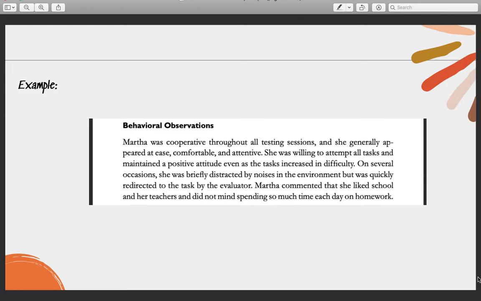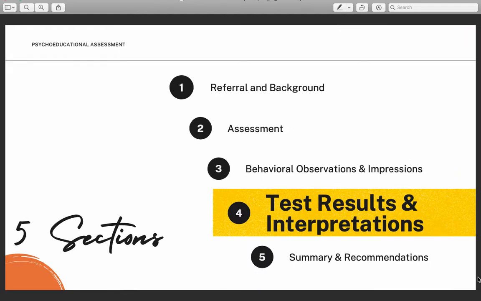Example, this is how we are to write behavioral observations. Martha was cooperative throughout all testing sessions, and she generally appeared at ease, comfortable, and attentive. She was willing to attempt all tasks and maintained a positive attitude even as the tasks increased in difficulty. On several occasions, she was briefly distracted by noises in the environment, but was quickly redirected to the task by the evaluator. Martha commented that she liked school and her teachers and did not mind spending so much time each day on homework.